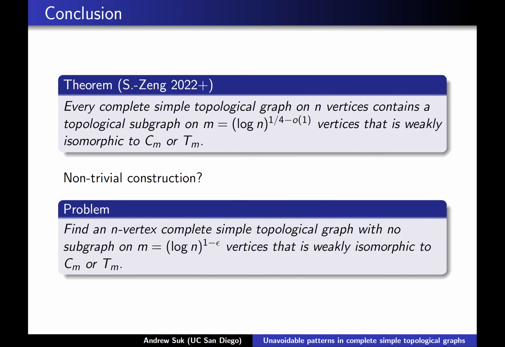So this is my last slide or two with the usual concluding remarks. We thought it would be really interesting to come up with a better construction than what we did. Whether or not one can come up with an n vertex simple topological graph with no subgraph on little o of log n vertices that's weakly isomorphic to CM or TM, just to get closer to this log n to the 1/4. So we thought that this would be quite interesting.